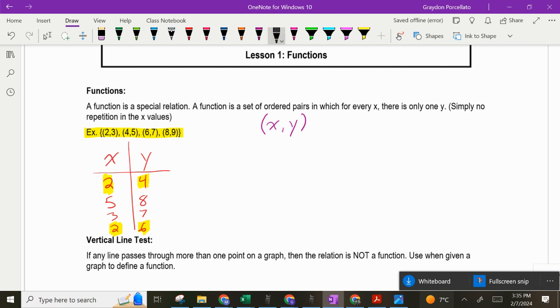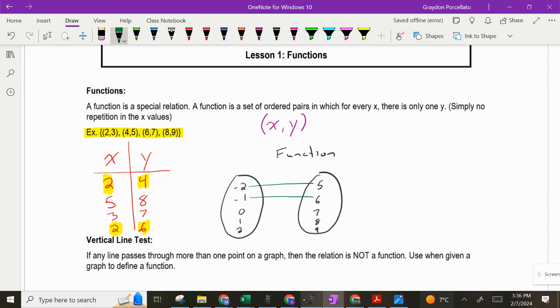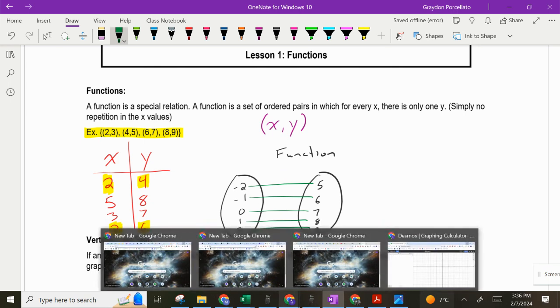Okay, you may have seen last year, your teacher may have drawn, so I'll give you an example of a function, these little circles where you have maybe -2, -1, 0, 1, and 2. And maybe I have 5, 6, 7, 8, and 9. Right? So maybe here we have -2 goes to 5, -1 goes to 6, 0 goes to 7, 1 goes to 8, 2 goes to 9. This is a function. Okay? Each x value only has one y value.